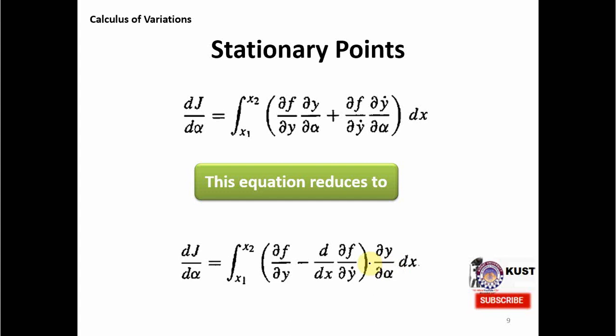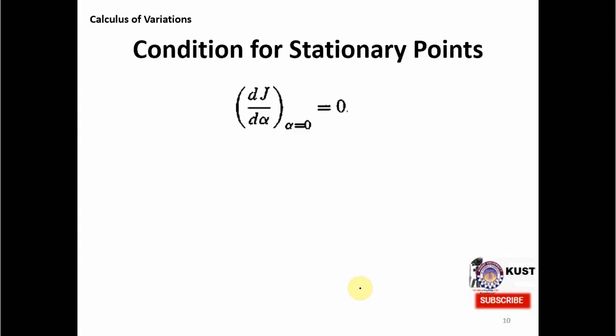So this was the end of the second part of the lecture, where we differentiated the line integral J with respect to alpha, and we got something like this. But we want the Lagrange equations, and we are still away from it. In order to get the Lagrange equations, we have to understand one more technique, and this technique is called the condition for stationary points.